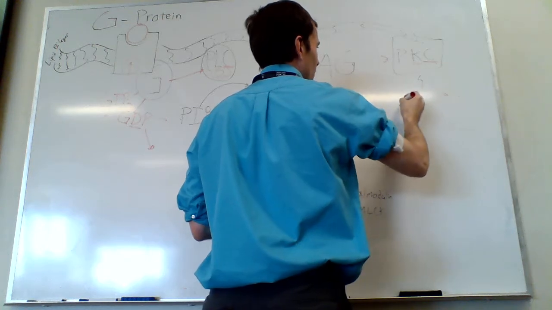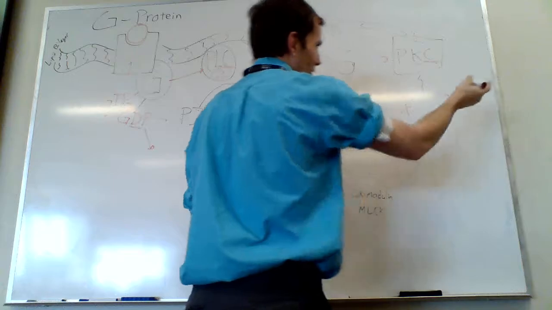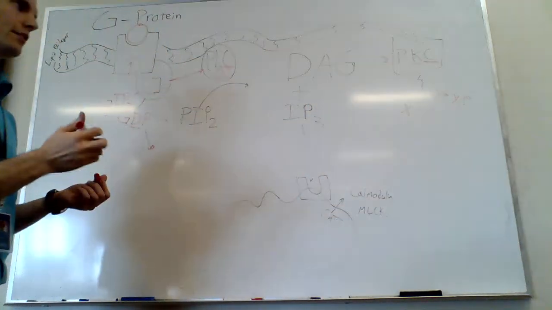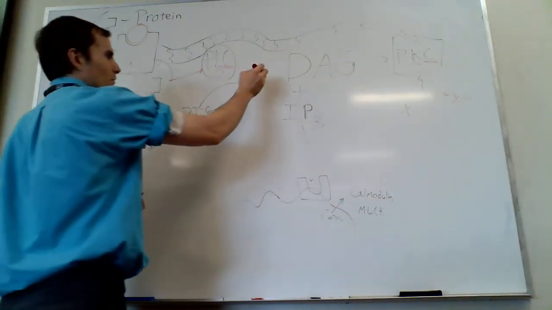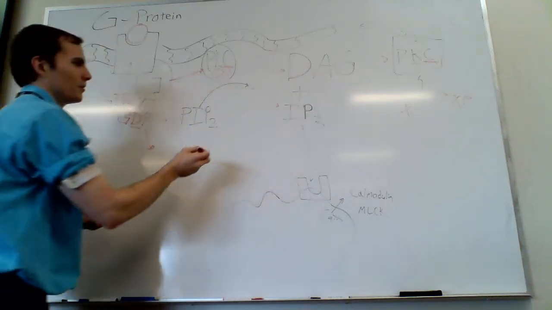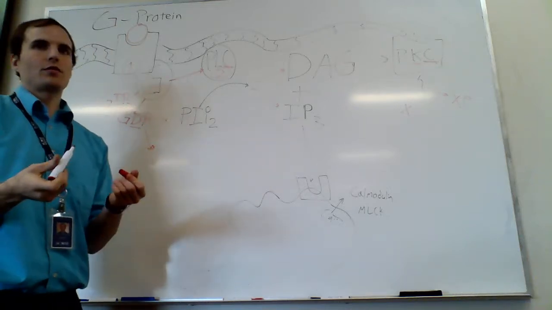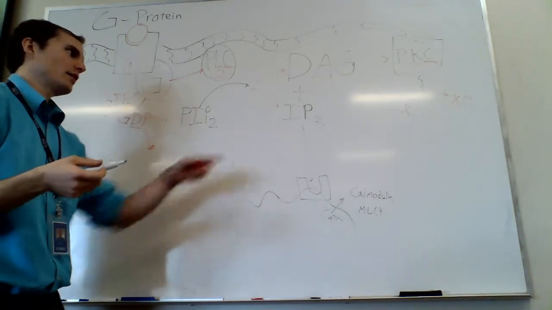And I'm just going to put an X here for any product, and then X with a P. It can also take phosphates off. Protein kinase does a lot of fun stuff. Okay, so that's what one of those things does. We now know that. What about this other thing coming off of PIP2? Well, it becomes IP3, inositol triphosphate, IP3.